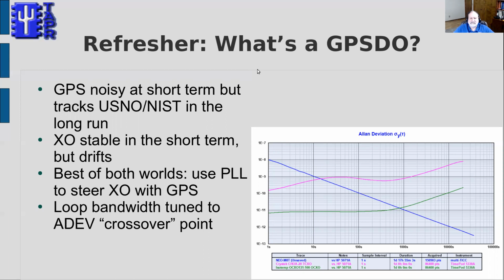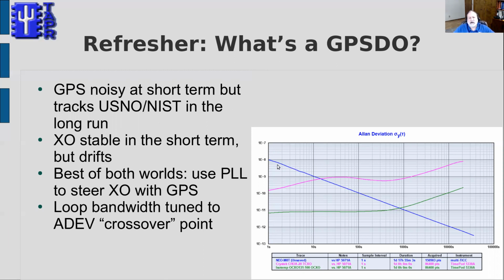The x-axis is time logarithmically from 1 second to 100,000 seconds. The y-axis is fractional frequency difference. It's a version of parts per million or percentage. The lower on the y-axis you are, the better the performance, for higher stability, low on the chart.